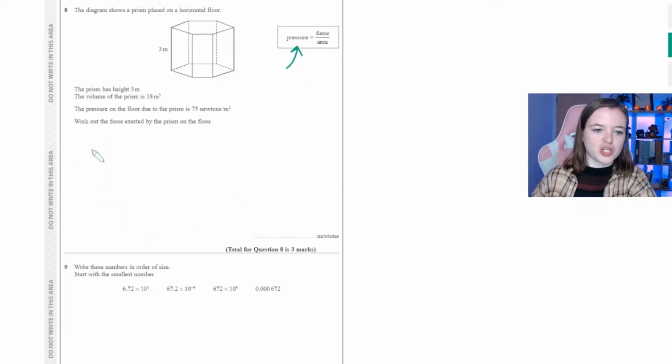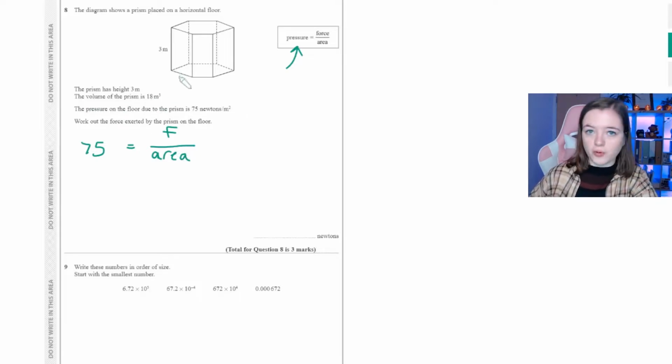So we've got pressure, that's 75 newtons per meter, is then equal to the force. That's what we're trying to find because that's what's in the question, divided by the area. Okay, so that's how we've been given the volume, right? Because we are still in need of an area value. So how are we going to do this?